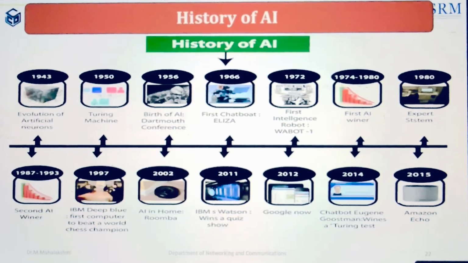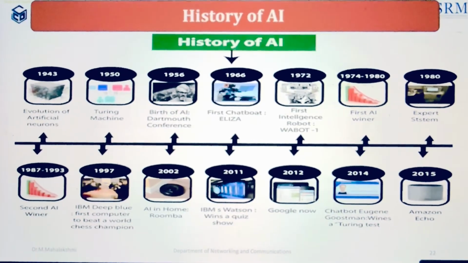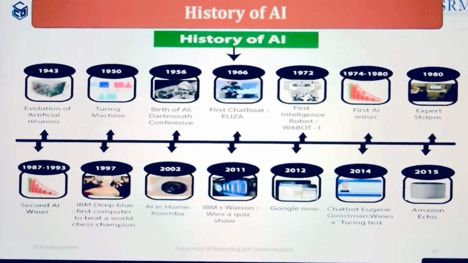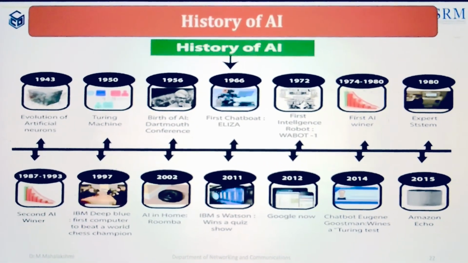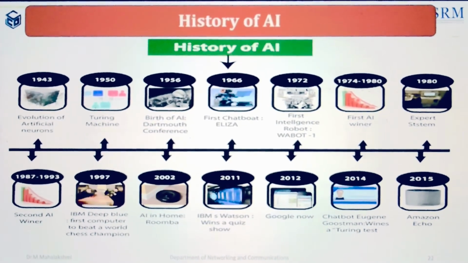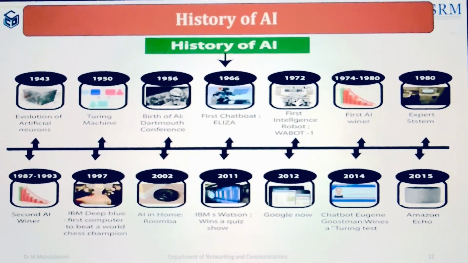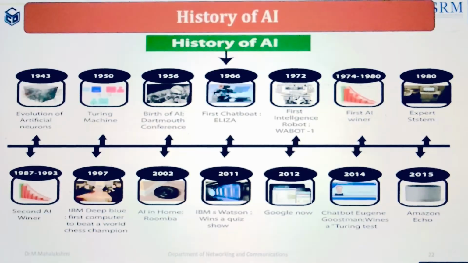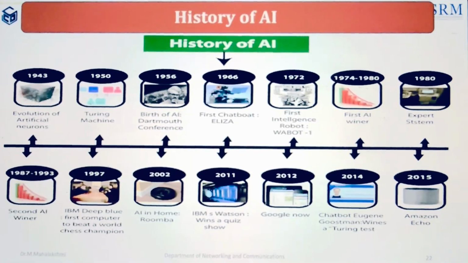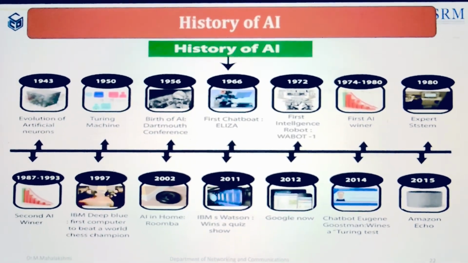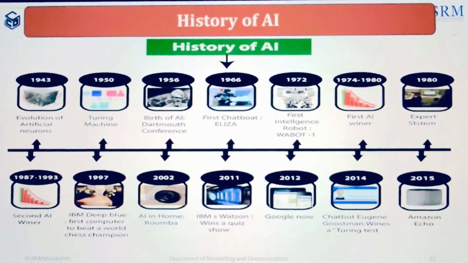Then they came back, and in 1997 AI started developing again with IBM Deep Blue. This machine beat the world chess champion Gary Kasparov. I think they made five attempts, and in one of the attempts the machine beat him. Then Roomba, the AI for homes, was developed, and IBM Watson started beating humans in quizzes. In 2012 came Google Now and chatbots. After that, Amazon Alexa, Siri and all that.